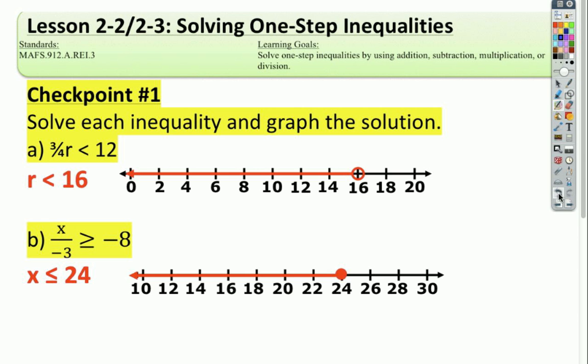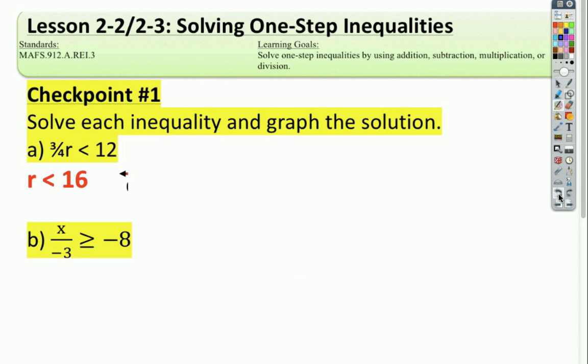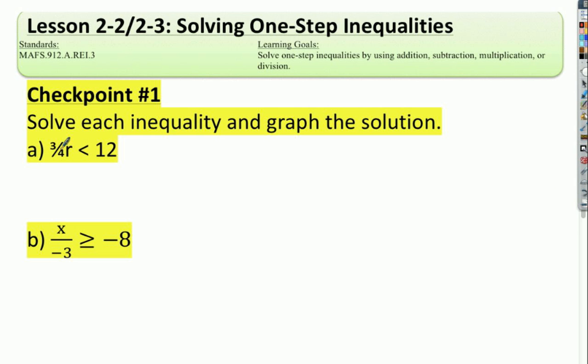So let me back up for a second. How do you solve the first one? Part A. How do you solve something that looks like that? What are you supposed to do? Amani? Good. Multiply both sides by the reciprocal.